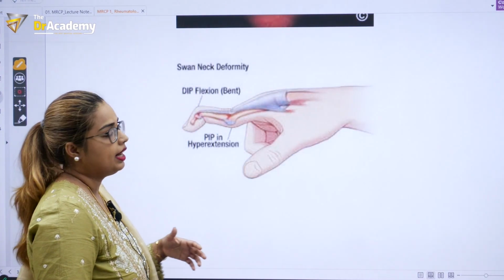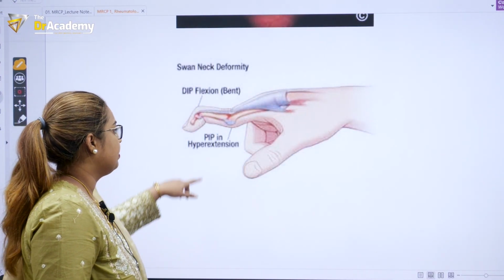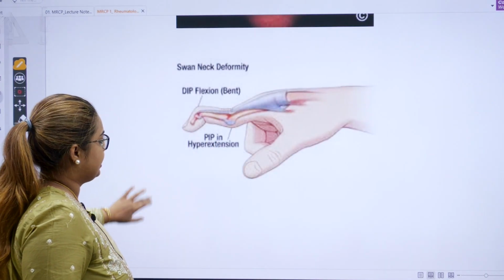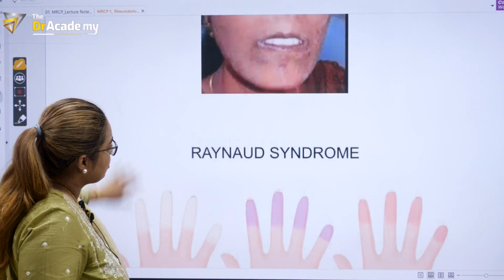Here there will be extension of the DIP joint. There will be flexion of the PIP joint in case of boutonniere deformity.